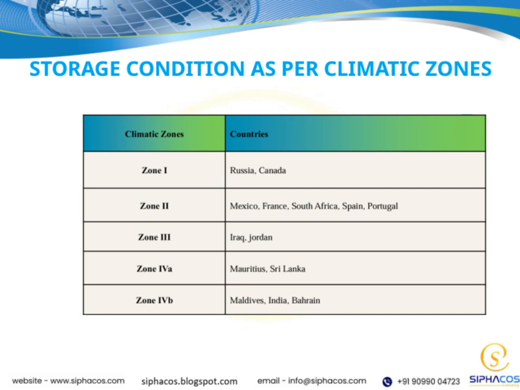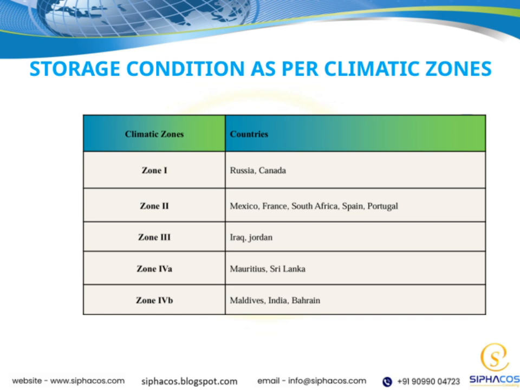This is a crucial aspect because the environment in which we store goods can significantly impact their quality and longevity. Different climatic zones, such as tropical, temperate, or arid, each have unique temperature, humidity, and sunlight levels. So, understanding these differences helps us determine the best storage conditions. For example, in tropical zones with high humidity, we need to focus on controlling moisture to prevent spoilage or mold growth.